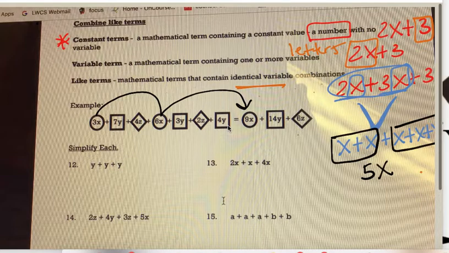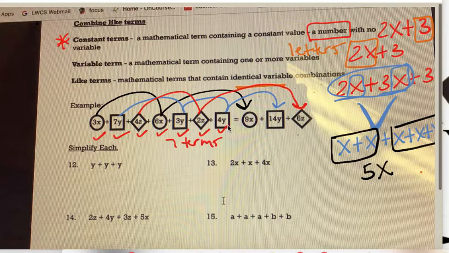And then here, they put the squares. 7y plus 3y plus 4y. They all go together because they have the same variable, y. And if I put that together, I would get 14y. Then last, I would have 4z plus 2z. They're both z, so they can go together, which would give me 6z. So I went from 1, 2, 3, 4, 5, 6, 7 terms down to 1, 2, 3 terms by just combining my like terms.